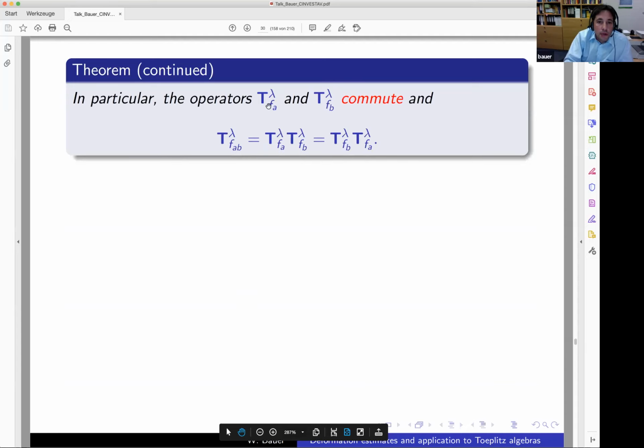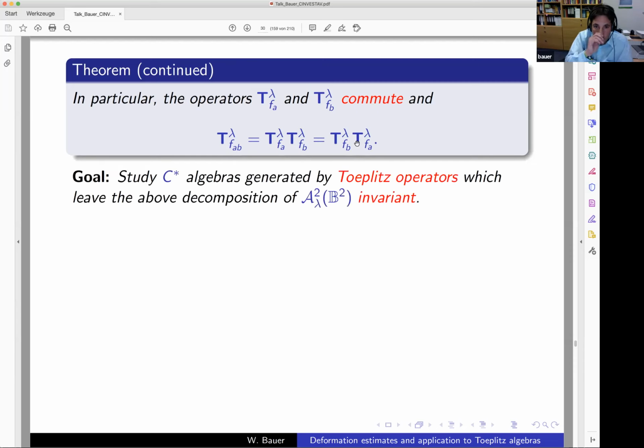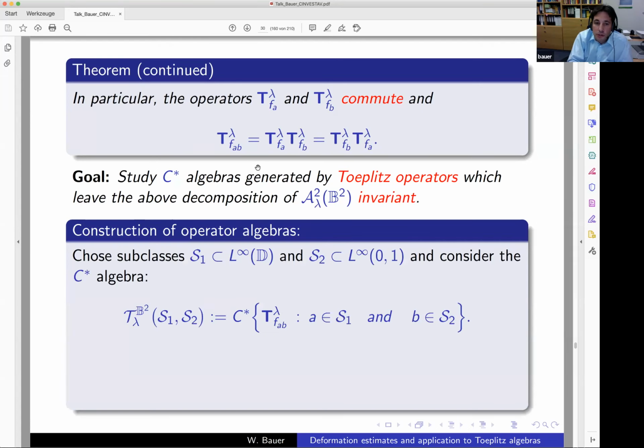Okay, so in particular, these operators where you only look at F_A and F_B, so in the first case B is 1, and in the second case A is 1, they commute. This you find immediately from the representation. And now the idea is we want to study C-star algebras generated by Toeplitz operators which actually leave this decomposition invariant. So Toeplitz operators with the symbol have the structure as I explained on the previous slide, and study the structure of such C-star algebras.